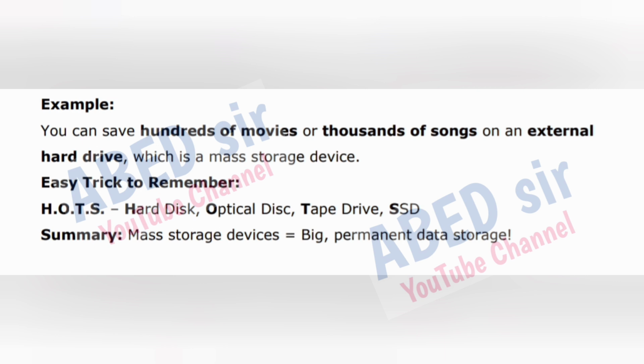Example. You can save hundreds of movies or thousands of songs on an external hard drive, which is a mass storage device. Easy trick to remember. HOTS: hard disk, optical disk, tape drive, SSD. Summary: mass storage devices equal big, permanent data storage.